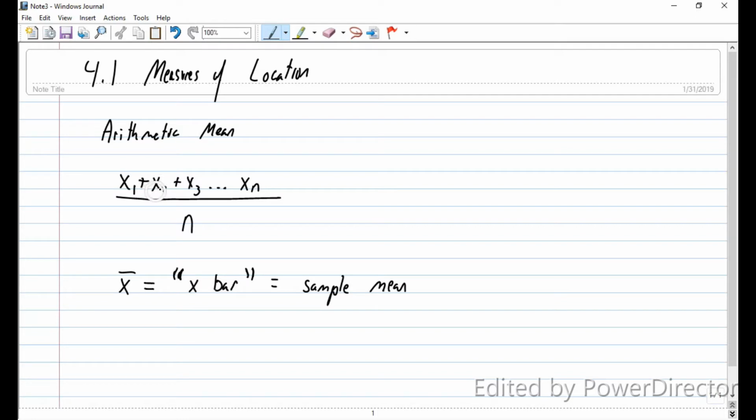Another way to write this formula up here, does anybody know what this symbol is? That's an uppercase sigma, which means to find the sum. So another way to write this formula is X bar equals the sum of X divided by N. Okay? So me writing the sum of all the X's, putting pluses, or me writing this right here means the same thing.